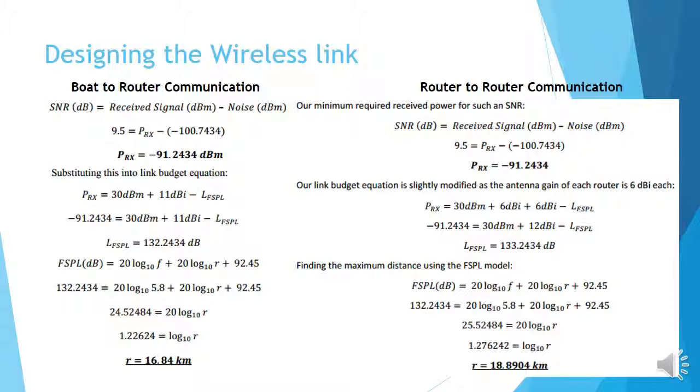91.2324 dBm. And following through the calculations, we see that our maximum distance between the boat and the router was 16.8 kilometers. Likewise, following the same method to find the links between each router acting as repeaters, the maximum length between adjacent routers was 18.89 kilometers.